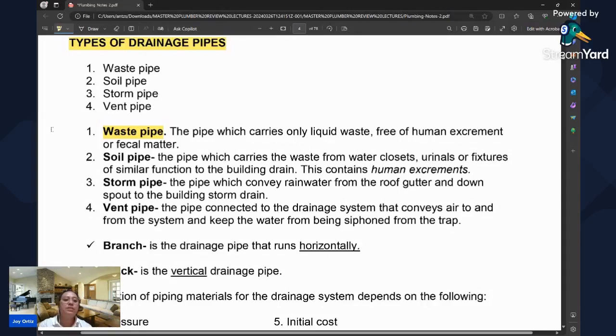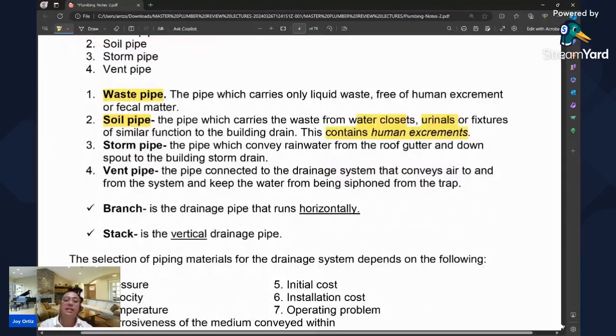Pag soil pipe, ito na yung sa ihi, dumi. Water closets, urinals, or fixtures with similar functions to the building drainage, which contains human excrement. Waste pipe is just liquid waste, pwede din natin gamitin yung water waste lang, di ba? So, basta walang human excrement, that is a waste pipe.